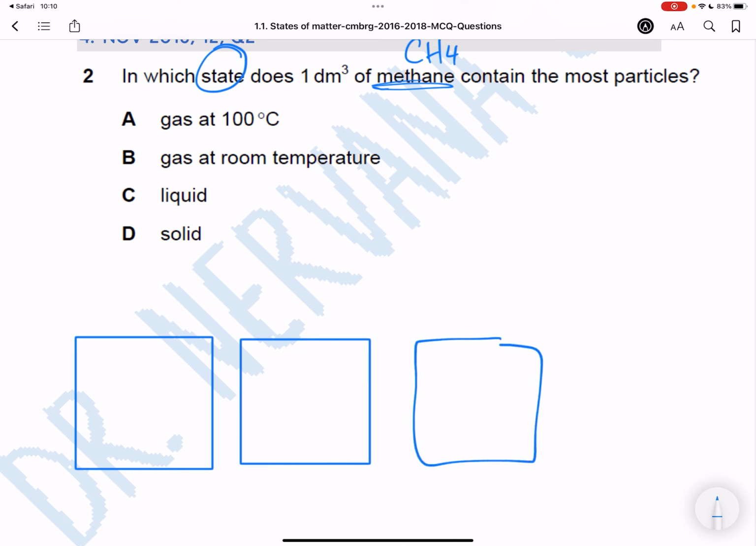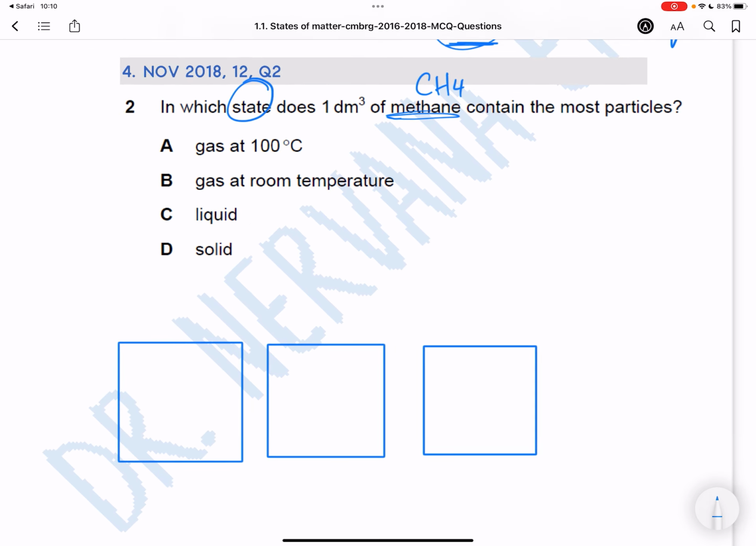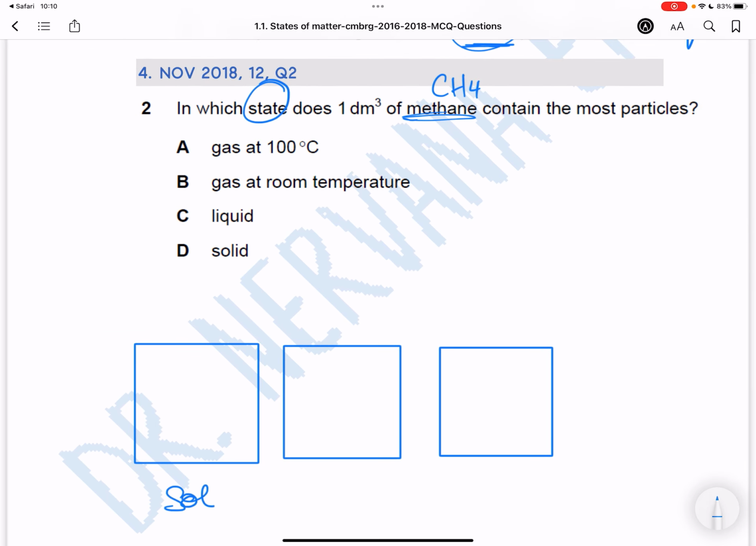And I know they're not very equal, but just pretend they are equal, all right? And we're going to draw solid, liquid, and gas. So we know that in solid, particles are tightly packed to each other.